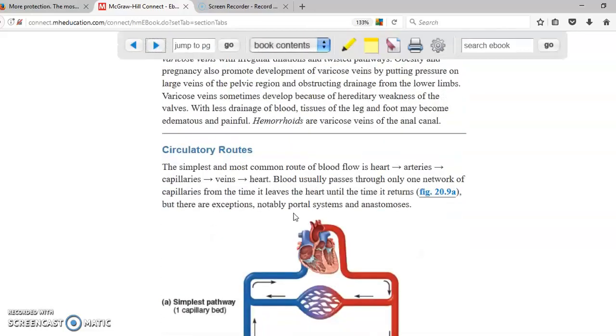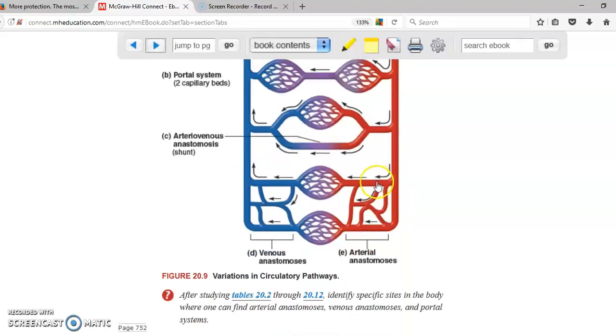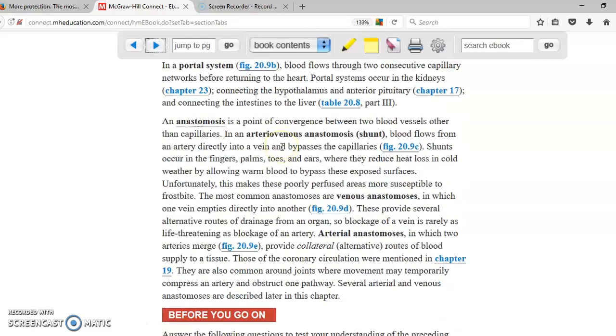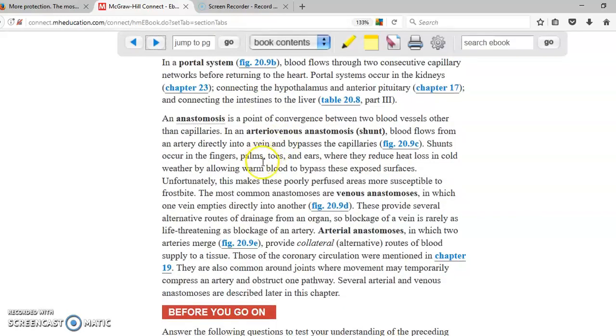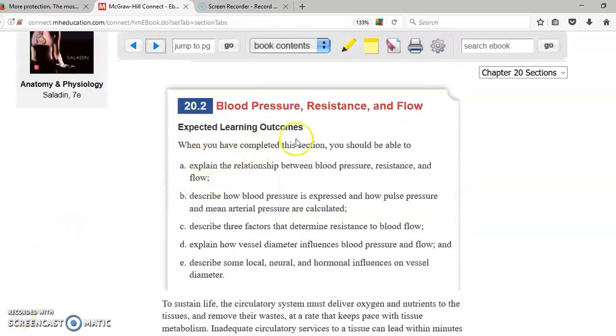So if we scroll down, we have circulatory routes. We said the blood comes from the heart through the aorta into the multiple different organs. Right here you have anastomosis. Anastomoses are connections in between multiple different blood vessels. Okay, so we go down here and we say we have anastomosis, and that's about it for this part. The next topic is blood pressure, resistance, and flow.